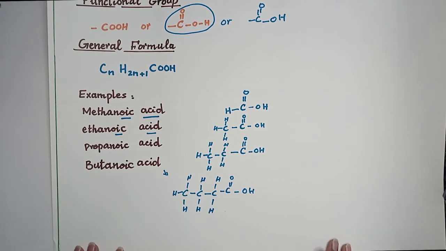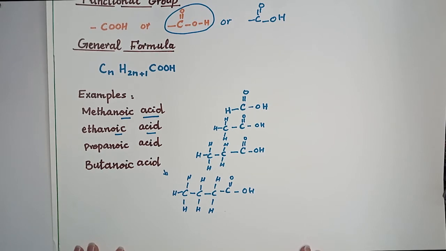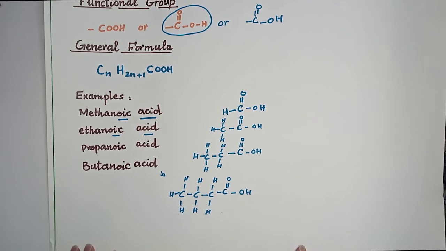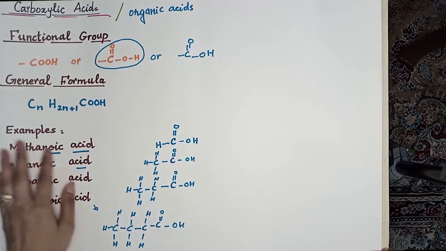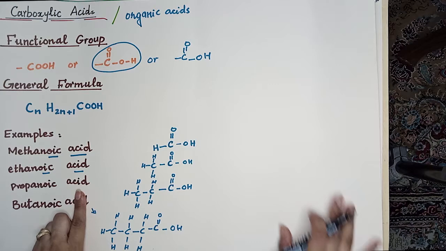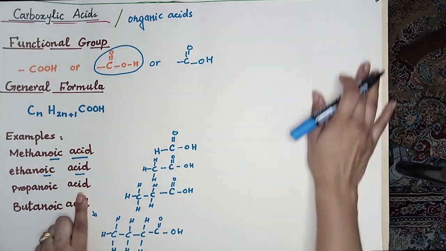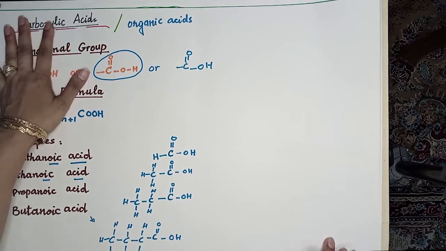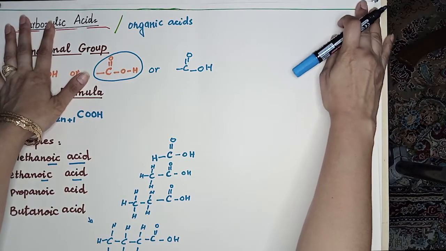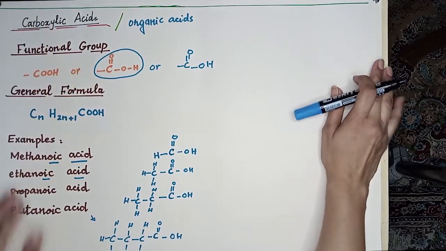So, first of all, I would like to suggest you use this method to write down the formula of carboxylic acids. Now, I am going to teach you how to write the formula of methanoic acid, ethanoic, propanoic, and butanoic acids in the whole chain by using this general formula. How will we use it? This is the way through which we will use it.